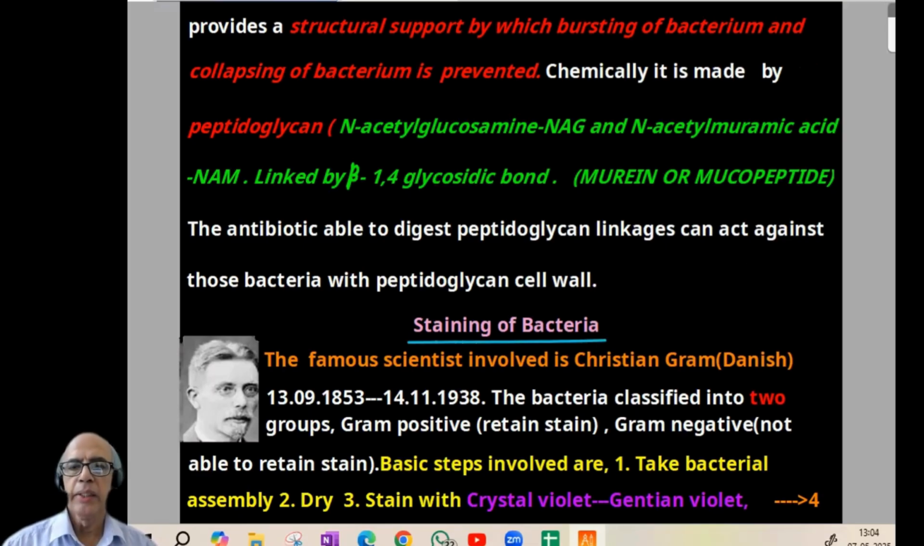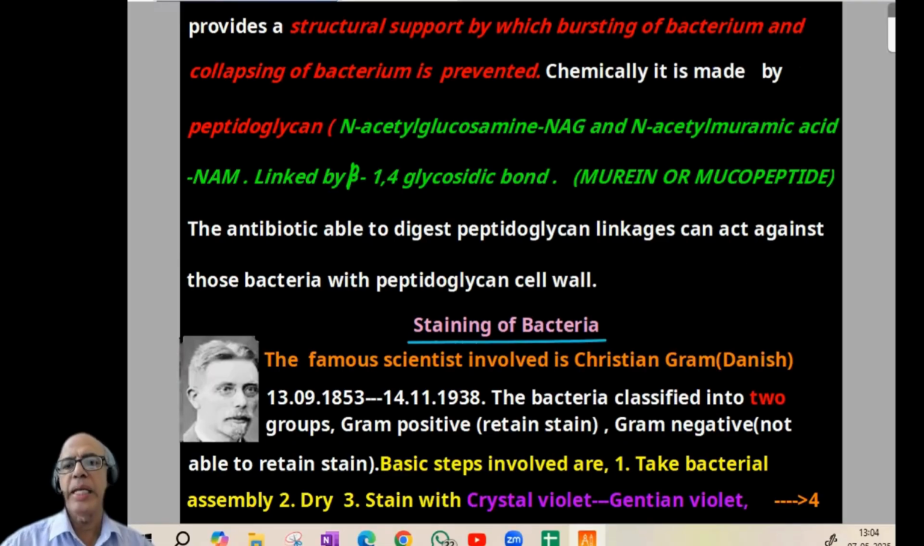I think the idea is clear. Now comes staining of bacteria. Stain means color or a color imparting substance. The most famous scientist involved in bacterial staining is Christian Gram, a Danish botanist. Lifespan 1853 to 1938. And from his classification, bacteria are classified into 2 groups. One is gram-positive, that means which will retain the stain. One is gram-negative, that is not able to retain the stain. Basic steps involved, 5-6 steps are needed.